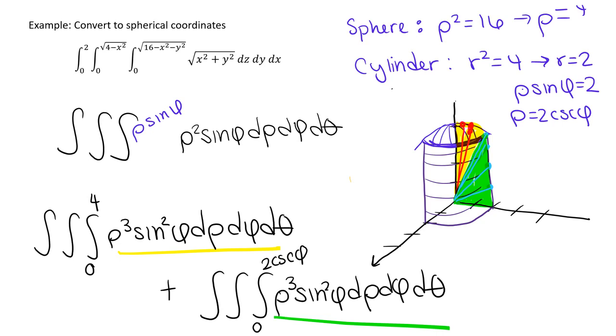So the region I shaded in yellow, the rho values go from 0 to 4, because that distance is landing on the sphere. The part I've shaded in green, our rho values are in the cylinder, so they go from 0 to 2 cosecant phi.